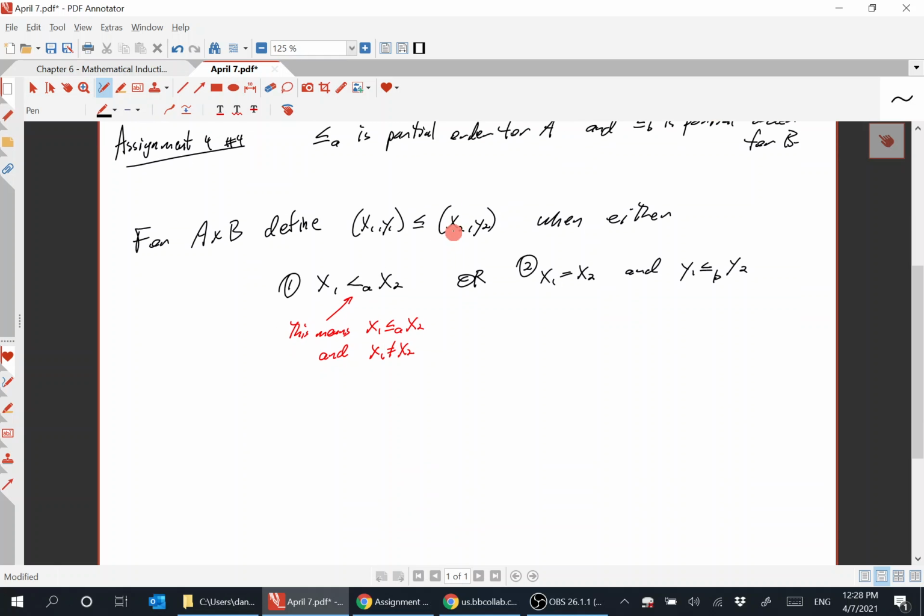All right, so now for antisymmetry, what's the assumption? So assume what? (x1, y1) less than or equal to (x2, y2), and (x2, y2) less than or equal to (x1, y1). Mm-hmm. So by definition, what?